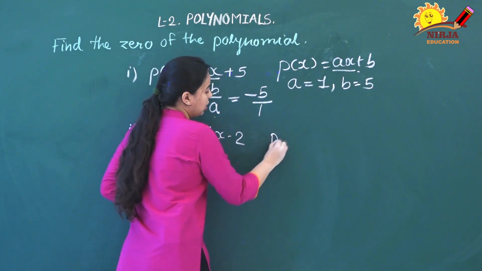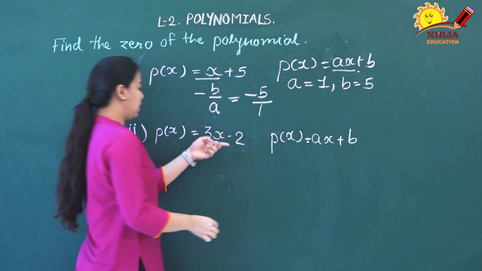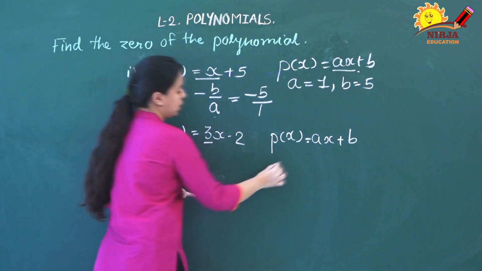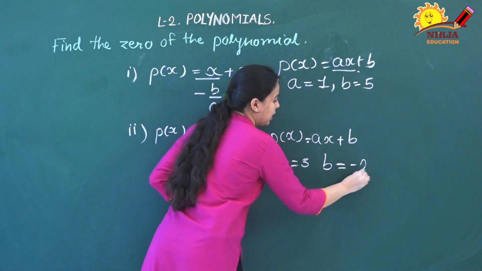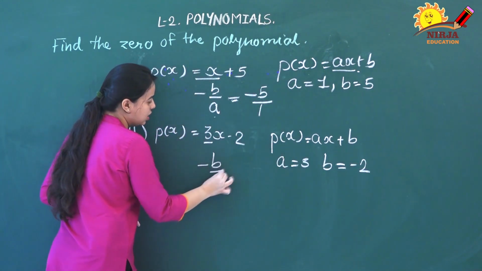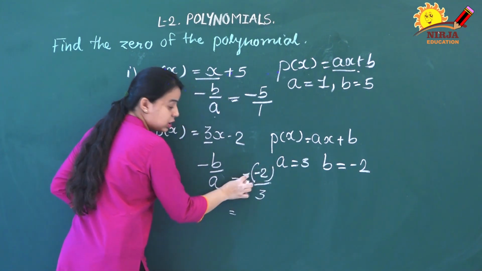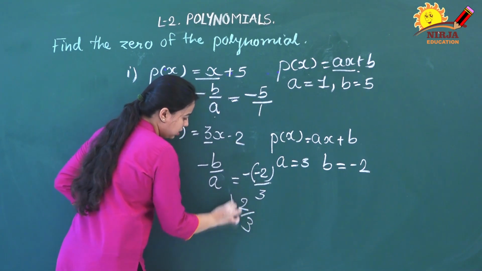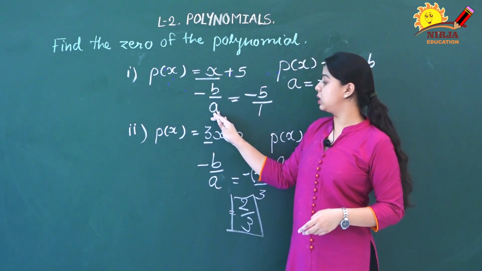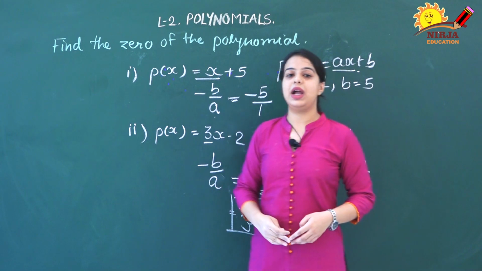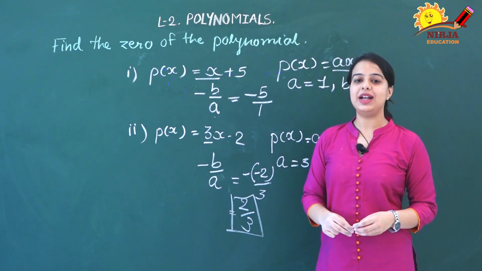Now let us again compare this polynomial with the standard linear polynomial ax plus b. Then a is equal to 3 here and b is equal to minus 2. Let us put these values in the formula minus b upon a: minus of minus 2 upon 3, and minus minus turns into plus, so 2 upon 3. So here we got the zero of the polynomial. This way, by using the formula minus b upon a, you are able to find the zero of any linear polynomial. So here we are going to end our session for today.